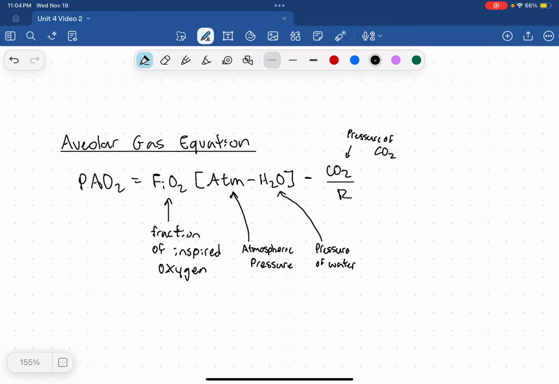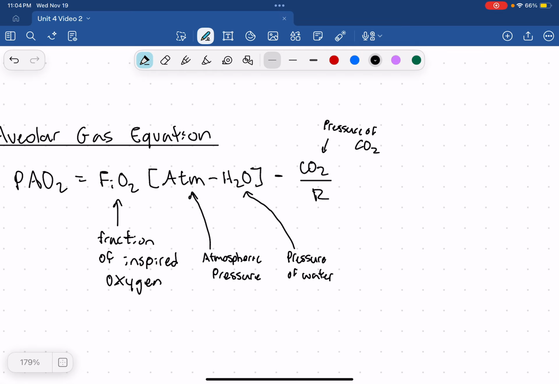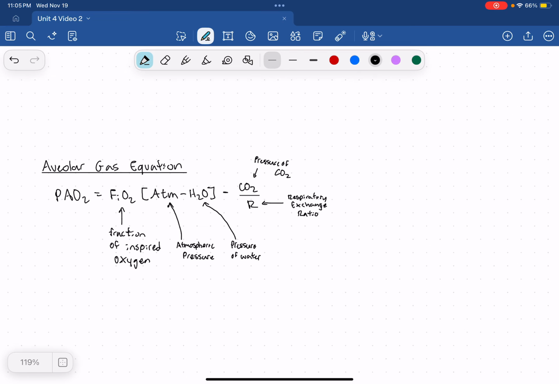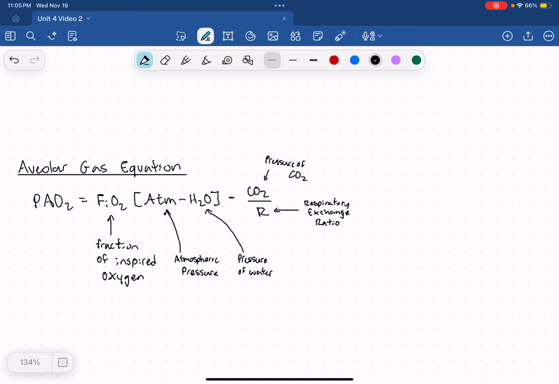And then R. R is an average. Typically, R is equal to... So, the name for this, we're going to call it the respiratory exchange ratio. You can also call it the respiratory quotient. That's fine as well. I'm just going to call it the respiratory exchange ratio. It makes a little bit more sense when I'm describing the process of what's happening.